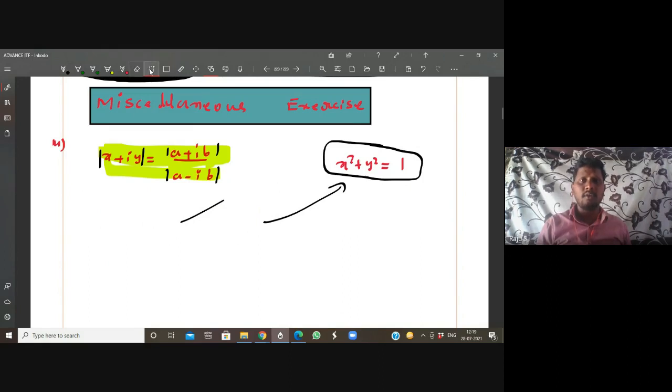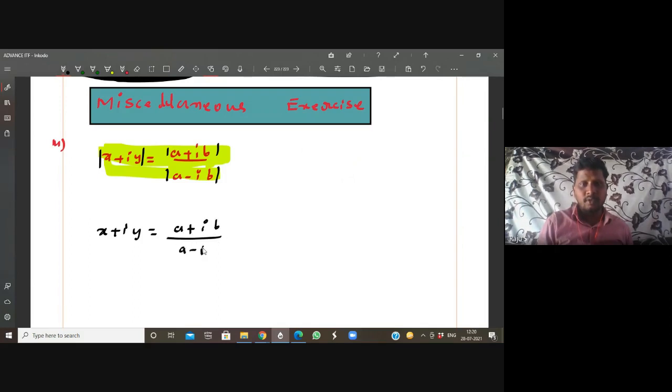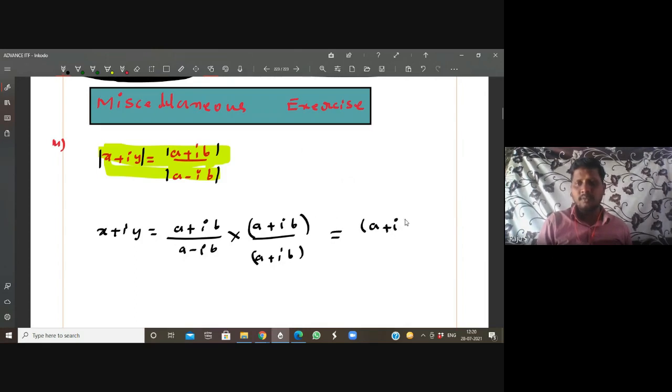Is the right side value in standard form? No, that is not in standard form. So what shall we do? First we have to rationalize. So x plus iota y is equal to a plus iota times of b by a minus iota times of b, into rationalizing with a plus iota times of b by a plus iota times of b. So what you observe, numerator and denominator? Numerator clearly a plus iota times of b the whole square, but denominator a square plus b square. Am I right?